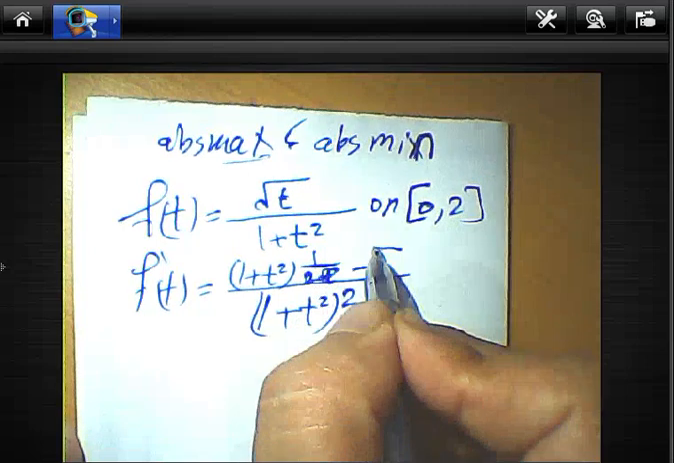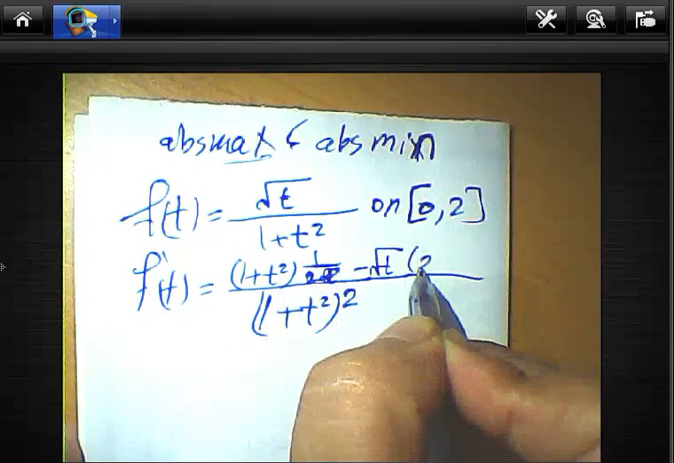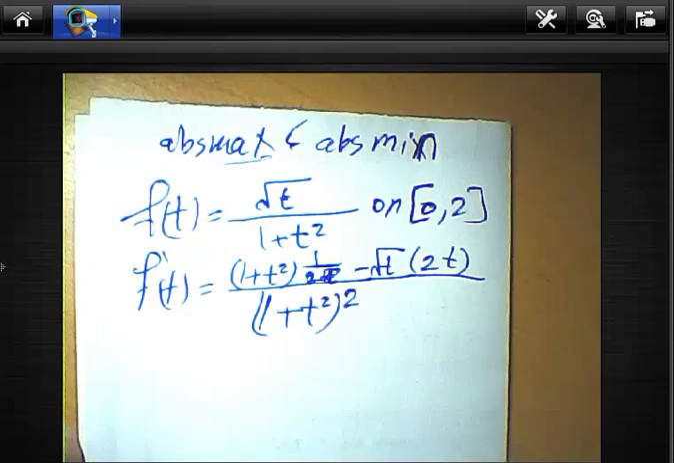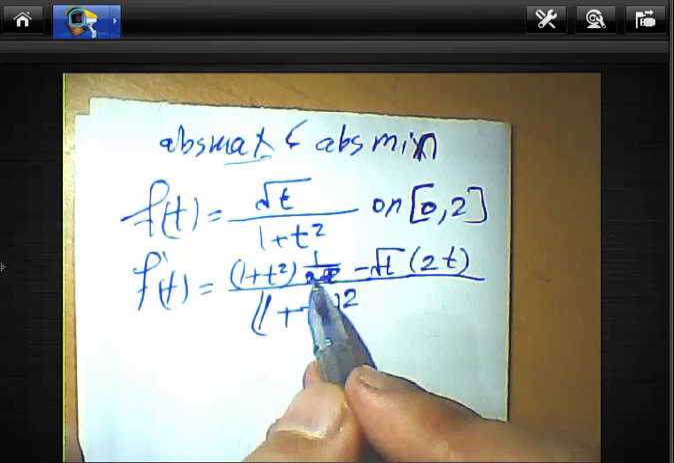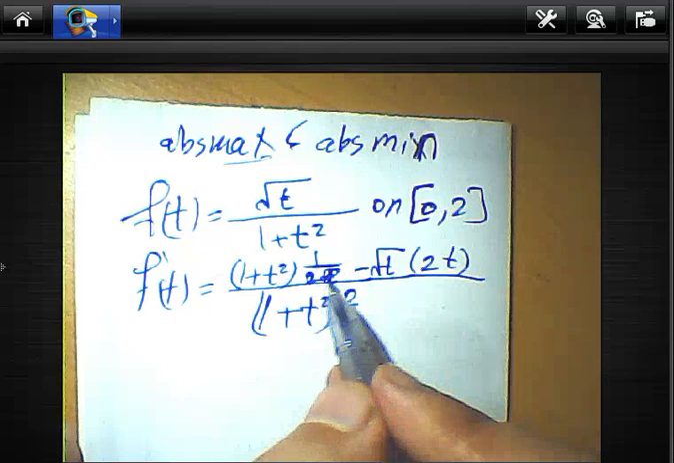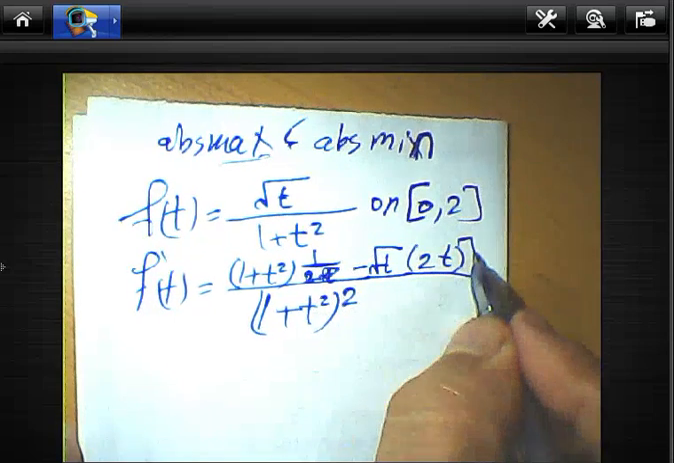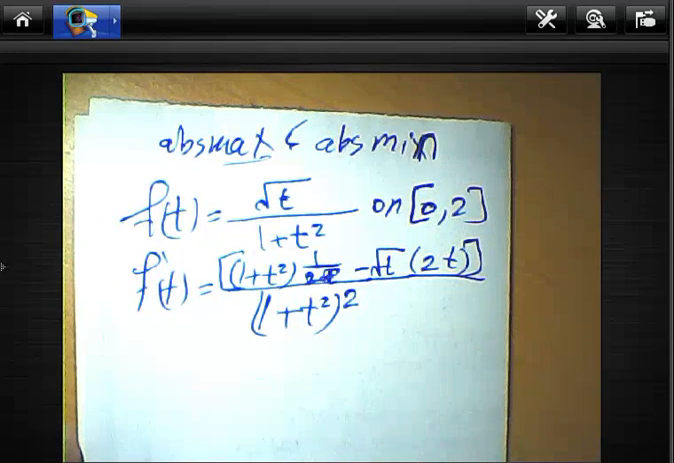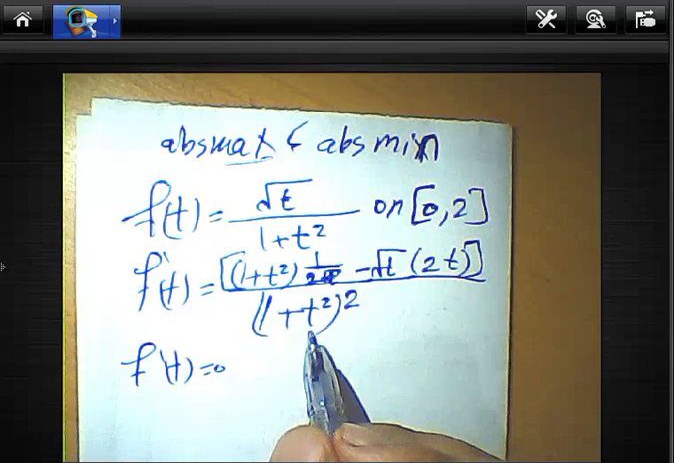We write root t multiplied by the derivative of this function, and the result will be 2t. So we can simplify it. Here, 1 multiplied by 1 over 2 root t, we can simplify by multiplying by root t to cancel this root. Then we set this whole expression equal to 0. We find f dash of t equal 0.